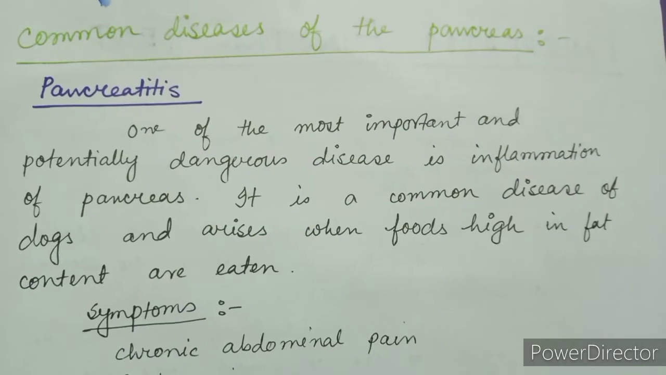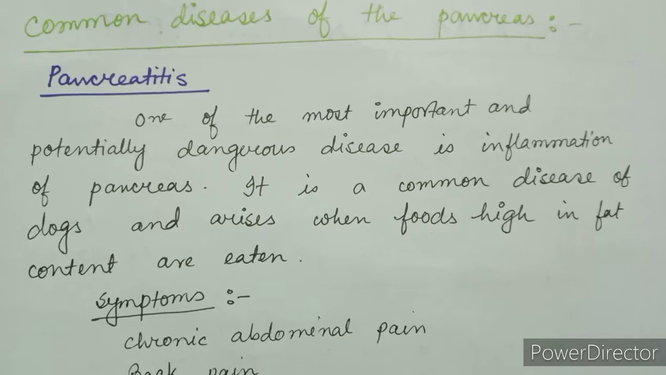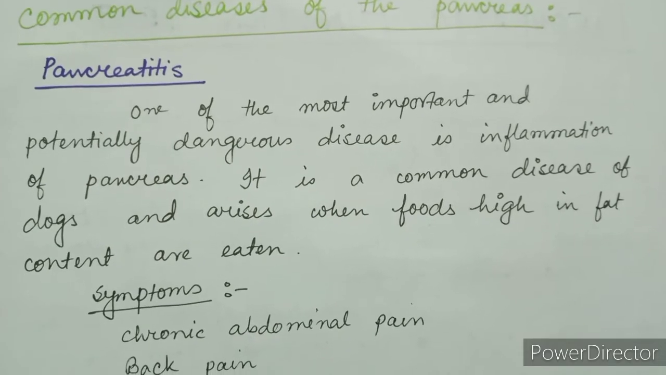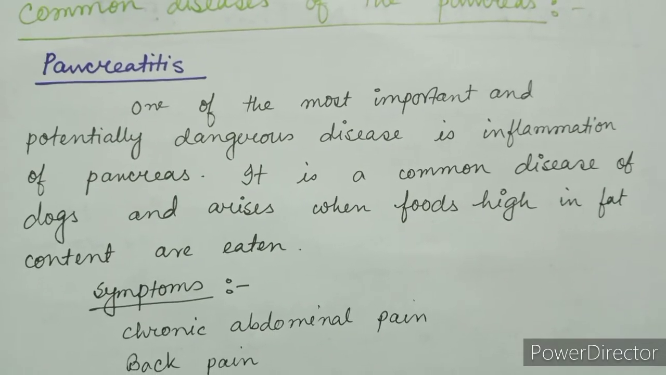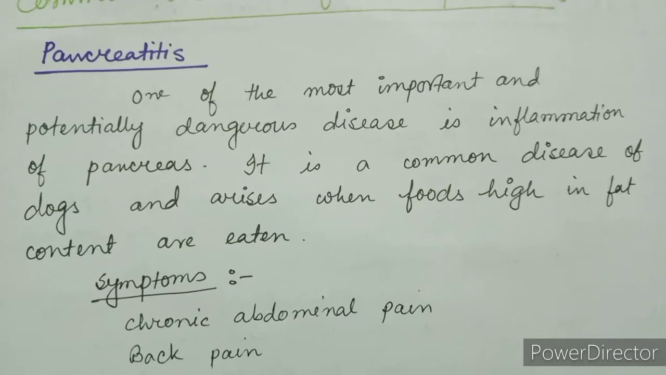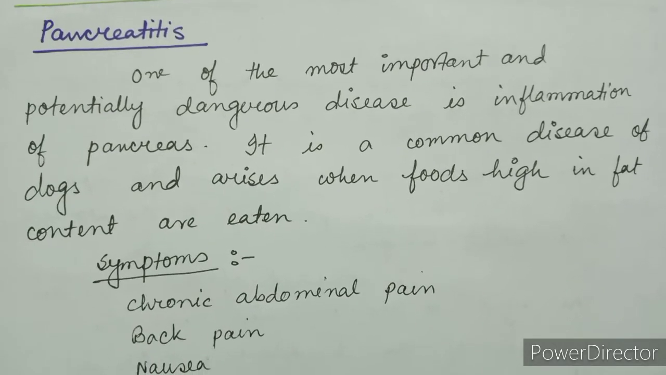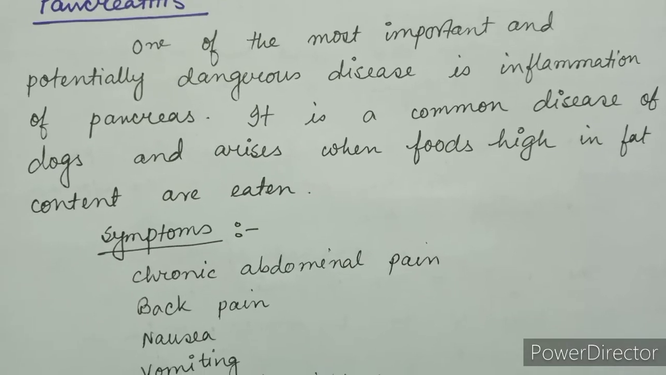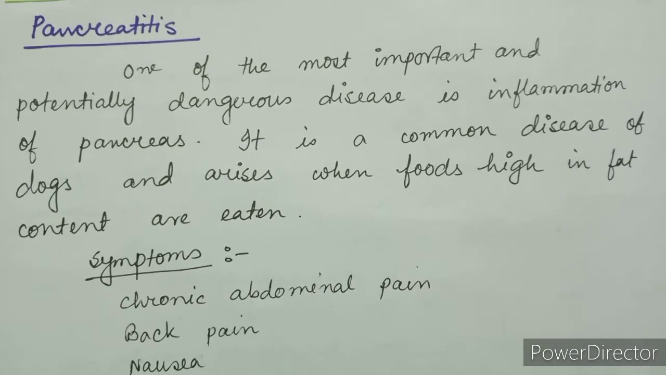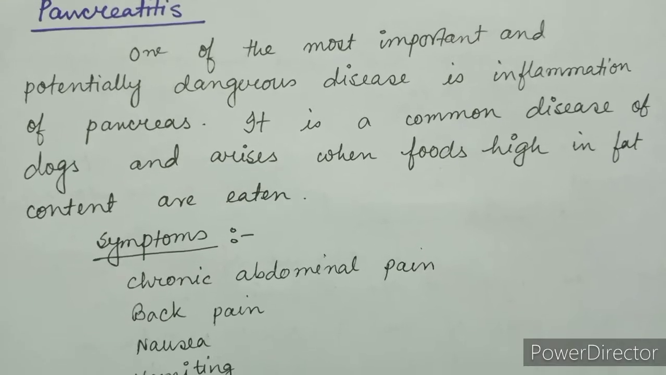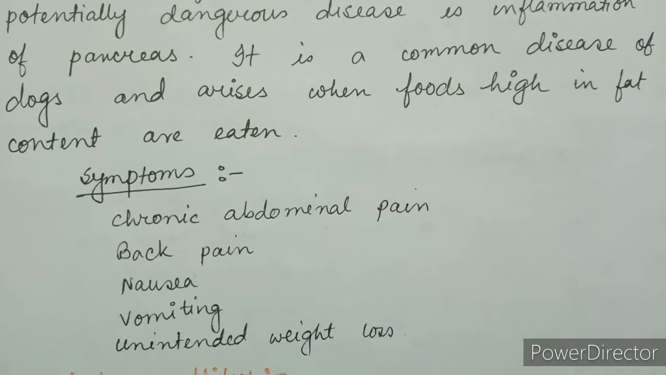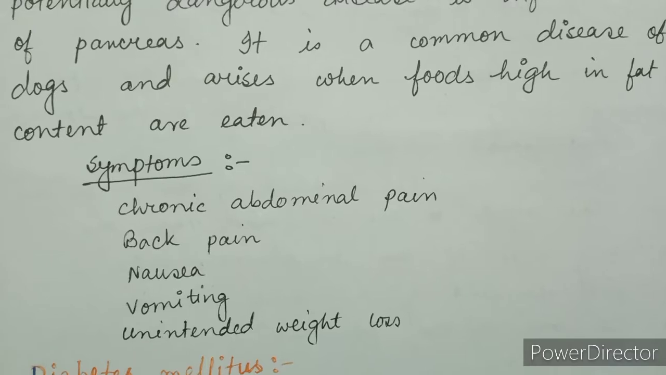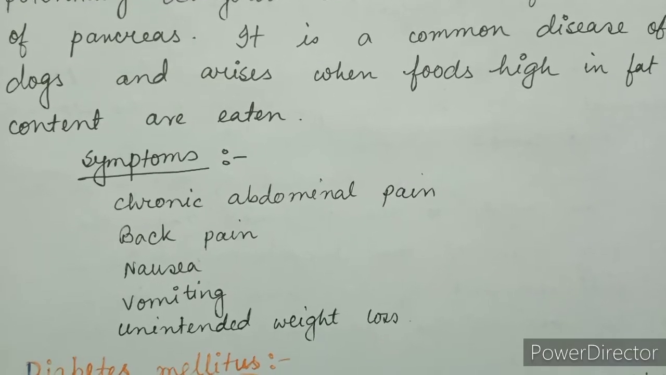The common diseases of the pancreas. The first one is pancreatitis. One of the most important and potentially dangerous diseases is inflammation of the pancreas. It is a common disease of dogs and arises when foods high in fat content are eaten. The general symptoms for pancreatitis are chronic abdominal pain, back pain, nausea, vomiting, and unintended weight loss.